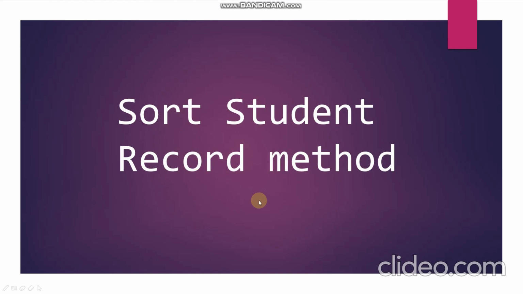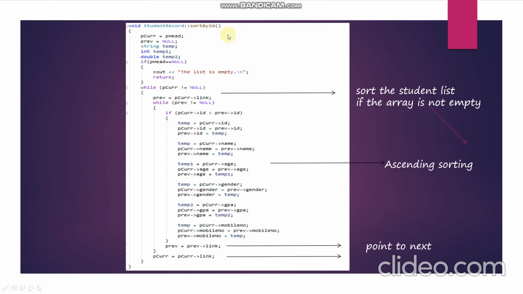Sort student record method. In the sort by ID method, we will sort the ID numbers in ascending order. First, we set pCurrent equal to pHead. We set temp, which means temporary. In this case, 3 temps are set because of the different data types: string, integer, and double. If pHead equal to null, it means the list is empty, and it will notify the user to enter data before sorting. While pCurrent is not equal to null, previous equal to pCurrent link, it will sort the data from the beginning until the last node.